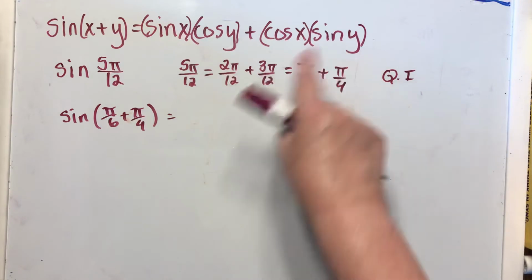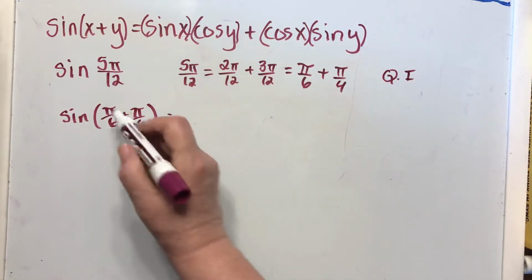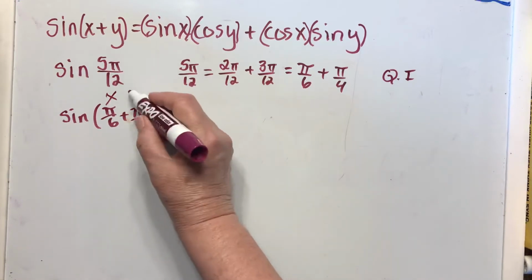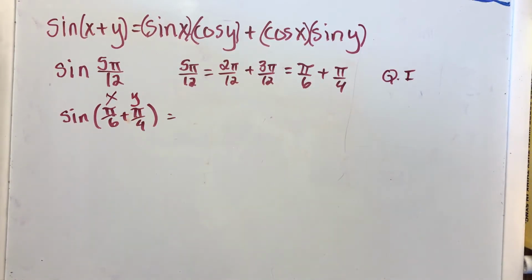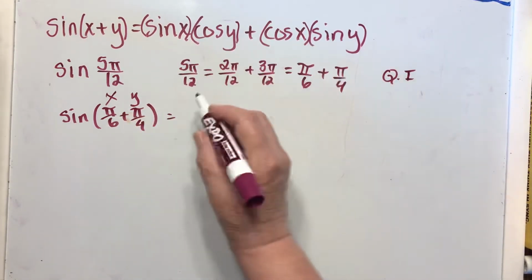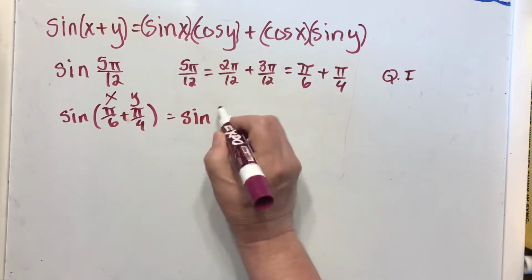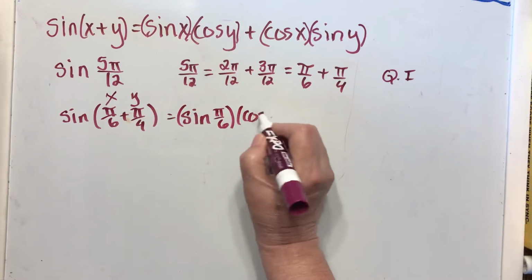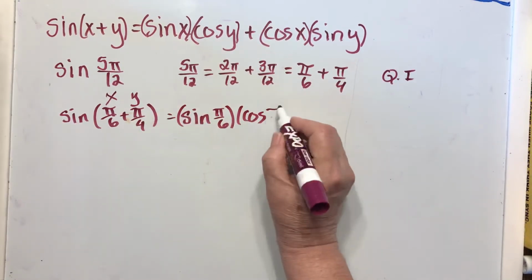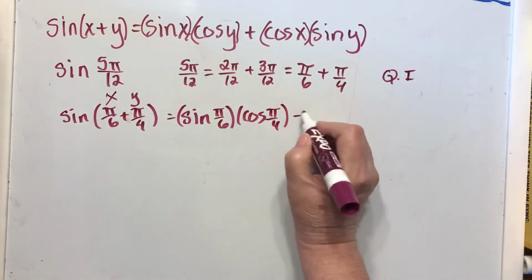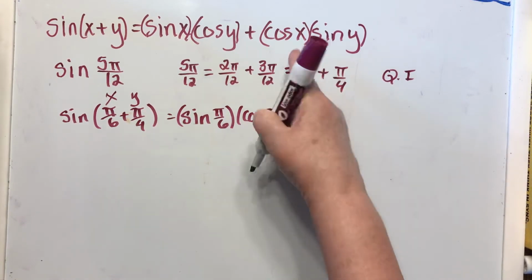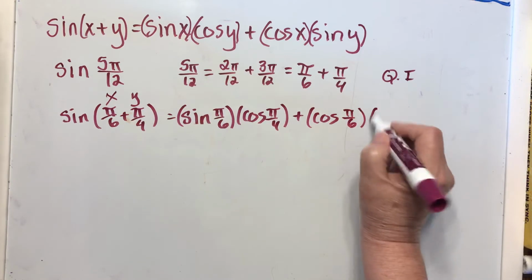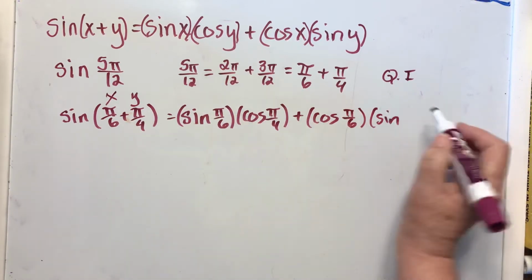So we're going to plug these values into our formula. So pi over 6 is our angle that we're calling x. Pi over 4 is our angle that we're calling y. So when we plug that into this formula, we're going to have the sine of pi over 6 times the cosine, notice it's of y, so it's going to be of pi over 4, plus, and now the cosine of x, which is pi over 6, times the sine of y, which is pi over 4.